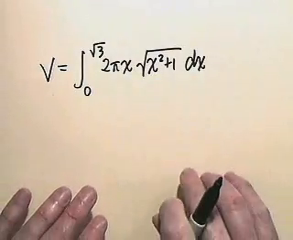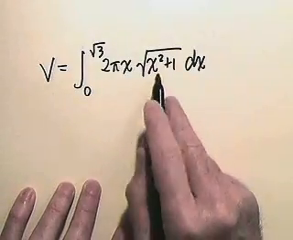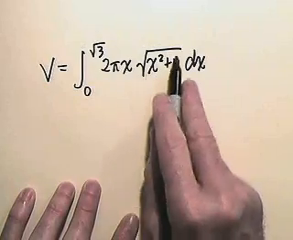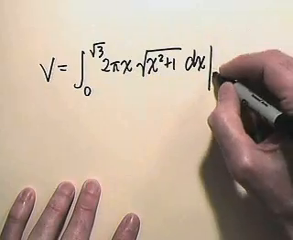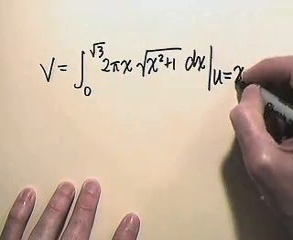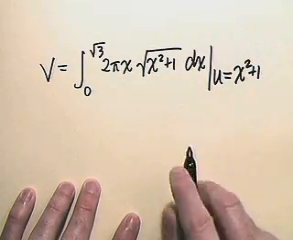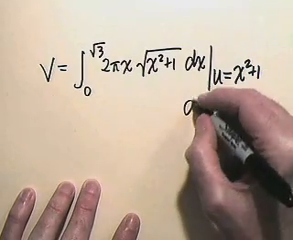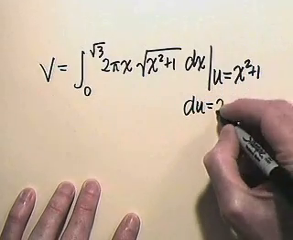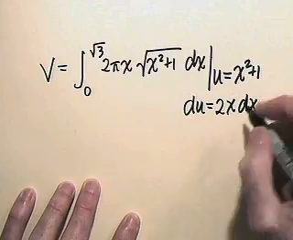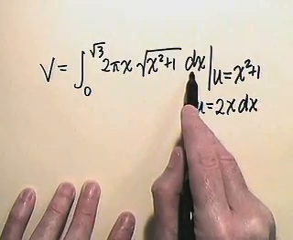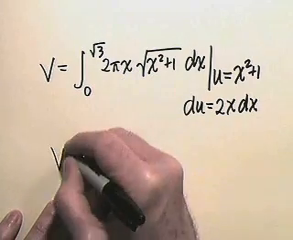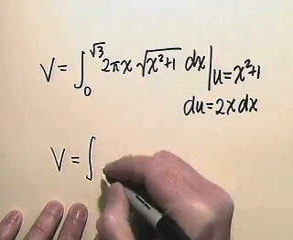Now to do that, we immediately spot that we've got something other than just x inside the radical, and so we'd like to do a substitution. We'd like to substitute u equals x squared plus 1. If we do that, du is 2x dx. Here's our 2, here's our x, there's the dx, and so v equals the definite integral.